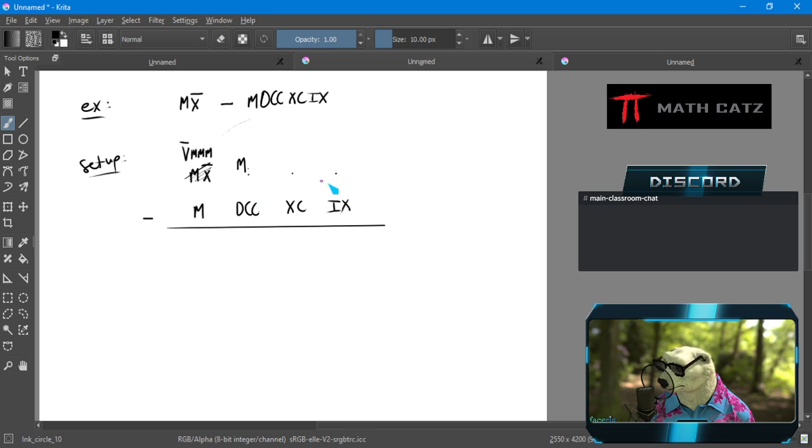Now, my goal is still to get to the ones column because it's right to left. So that's the first thing I do. I just don't have anything. So then I have to borrow. Sorry, I should have made an arrow here. Then I have to borrow from the hundreds column to the tens column. How much do I borrow?